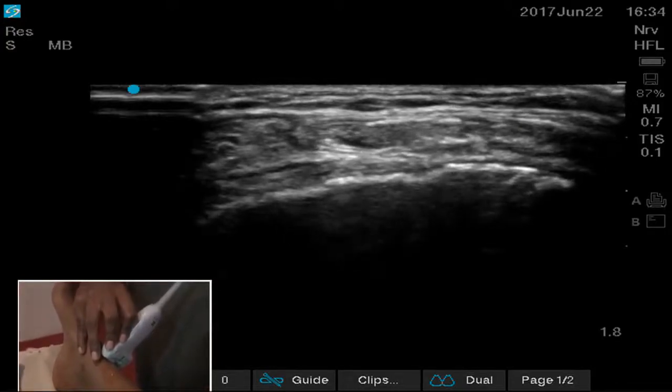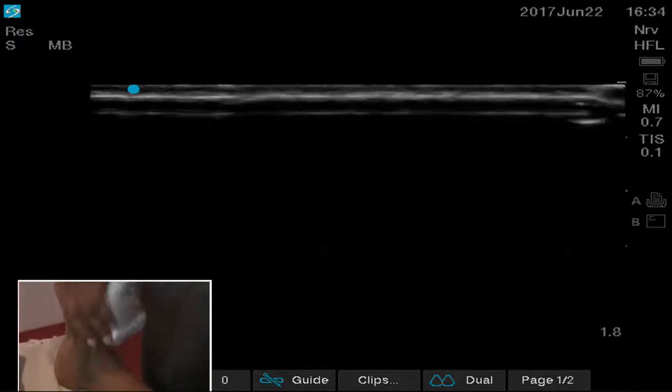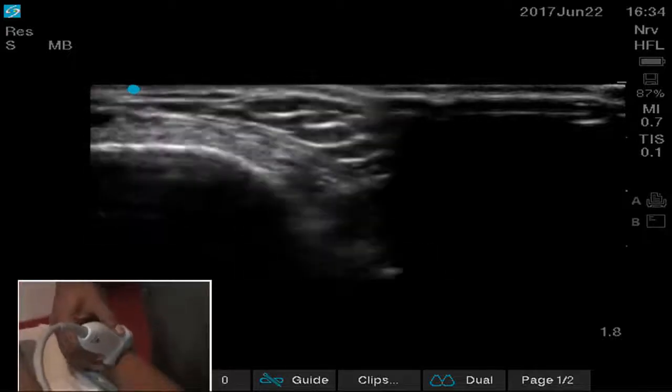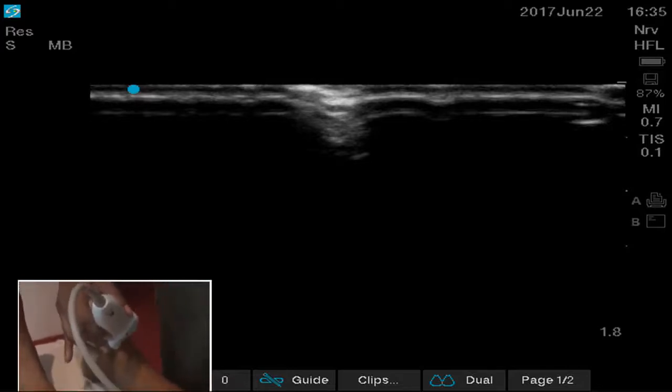So we have seen posterior tibial nerve, anterior tibial nerve, and then the sural nerve. The saphenous nerve you will block along the great saphenous vein. If you see it and block, that is more than enough. If it is collapsed, then you can apply a tourniquet and do it.